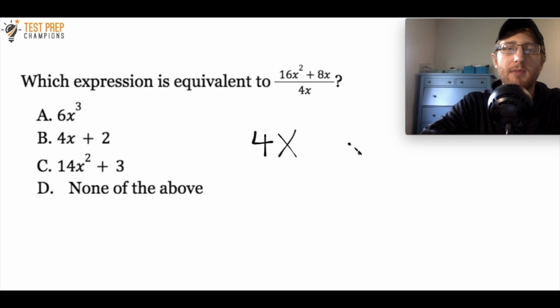Well, 8 divided by 4 is 2, and x divided by x is going to cancel out. So I'm going to add them together. So again, 4x plus 2. So again, I have 16x squared divided by 4x. That gives me 4x, and I'm going to add that to the result of 8x divided by 4x, which is just 2. So the correct answer here is B, 4x plus 2.